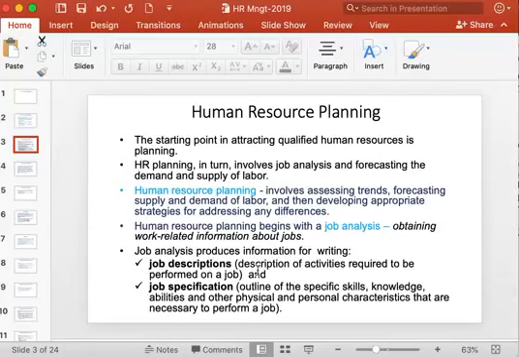Job description refers to the description of activities required to be performed on a job, and job specification refers to the outline of the specific skills, knowledge, abilities, and other physical and personal characteristics that are necessary to perform a job.